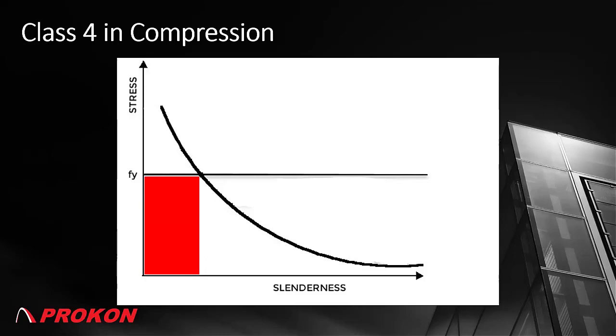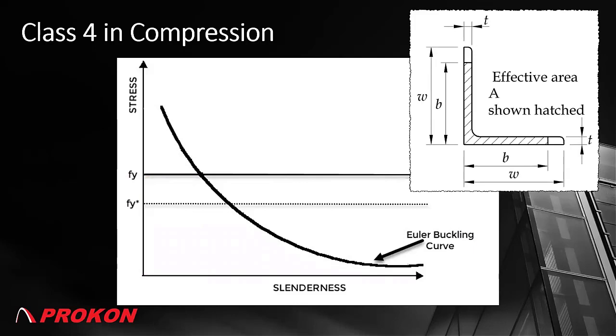So how do we design elements where the yield stress governs, but the yield stress can't be reached? To deal with this, there are two options available to us. The first is to calculate an effective area and use this new area in the design. The second alternative is to calculate an effective yield stress and design the section as a Class 3 member. Although the first alternative, the calculation of an effective area, seems to be the most prevalent approach, and the approach is used in STRAT.